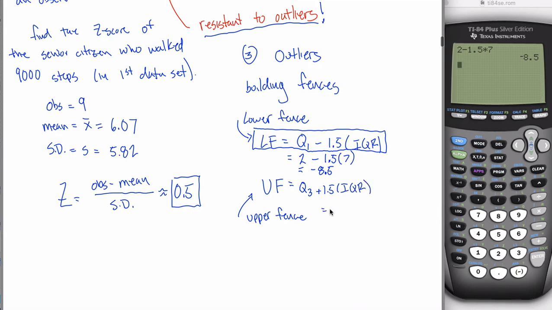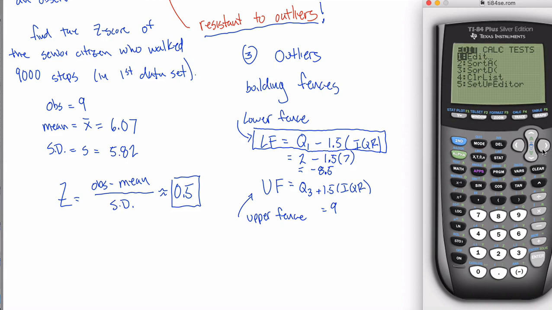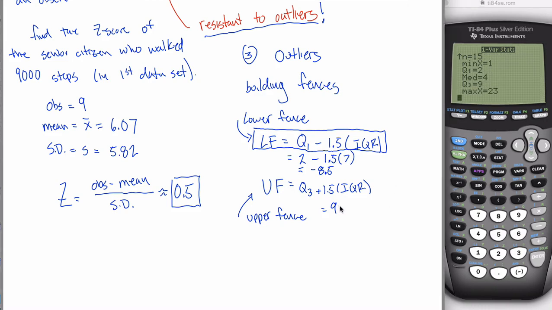So in the specific case, Q3 was 9. Don't believe me? All right, I'll go over to calc and do one variable statistics again. There it is. Q3 was 9. And then I want to add to that 1.5 times the interquartile range. The interquartile range is still 7 because it's still 9 minus 2. 7 times 1.5 is still 10.5. 10.5 plus 9 is 19.5.